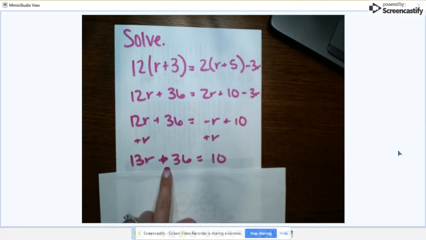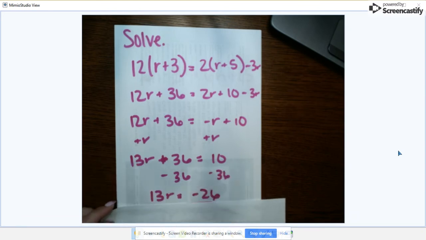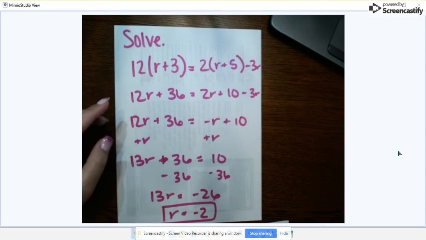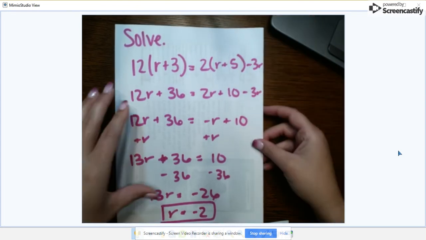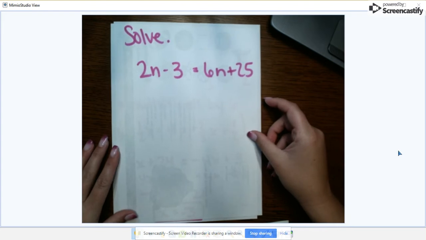And now I need to combine my constants. Remember, we always need our variable on one side, our constant on the other. So I'm going to move this 36 to the right side by subtracting. And now I have 13r equals negative 26. And I complete solving this by dividing by 13. And it gives me negative 2. Go ahead, plug that in on your own, and make sure that it works. I would like you guys to solve this equation.